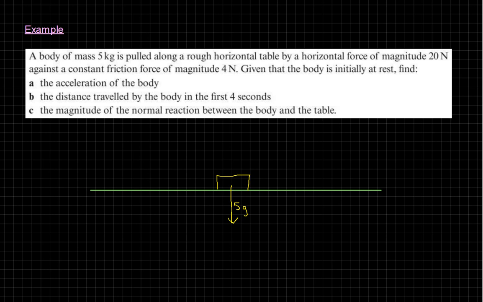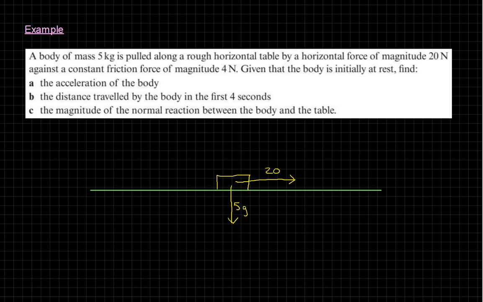And it's pulled along a rough horizontal table. So the fact that it's rough, that's just telling you that there's going to be a frictional force opposing the pulling motion, right? It's pulled along a rough horizontal table by a horizontal force of magnitude 20 newtons. Okay, so it's got a force of 20 newtons pulling it this way, and a friction force of magnitude 4 newtons.